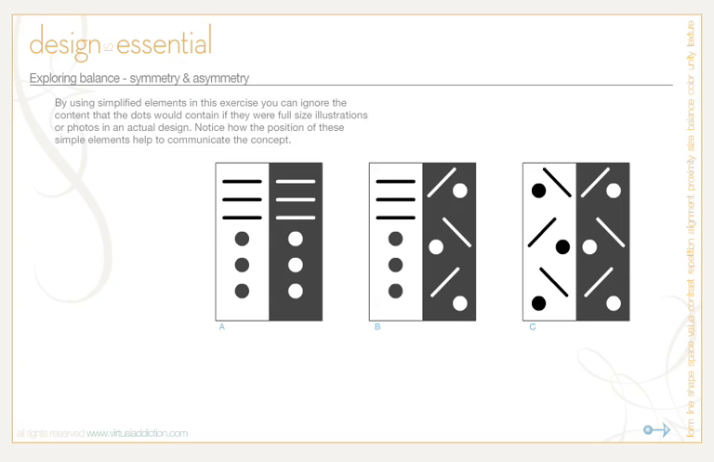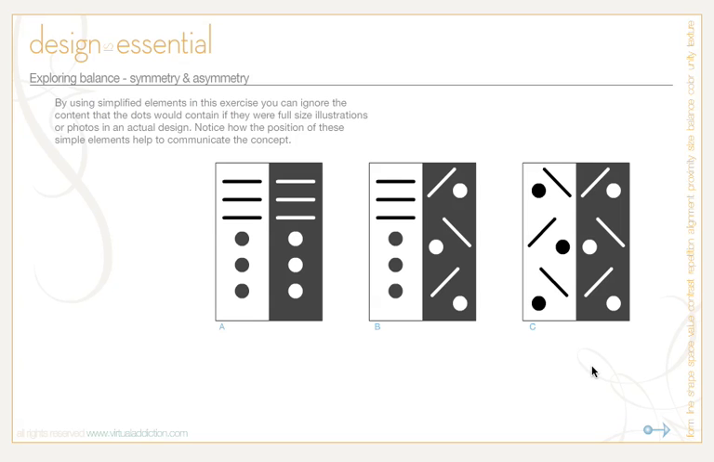Notice how the position of these simple elements helps to communicate the concept. The experienced designer can use symmetry, asymmetry, or a combination of the two. In example A, elements are placed in an orderly way on both sides of the design. In example B, elements are orderly on one side of the format and randomly placed on the other side. And in example C, elements are placed at random on both sides. Notice how each configuration created a different feeling.